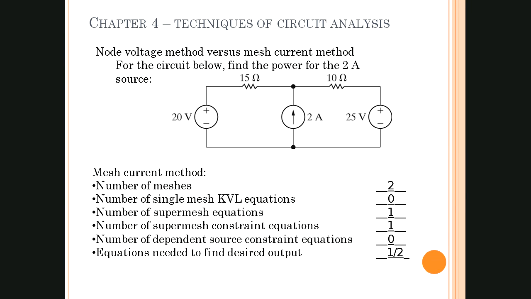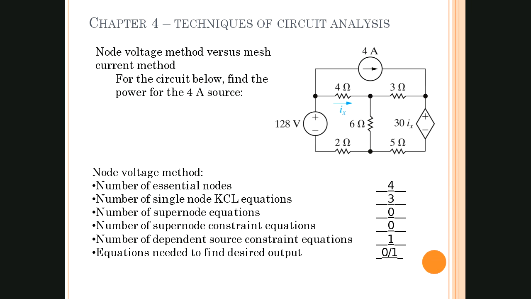Okay, now let's go to this slide. So for the node voltage method, we're going to look at another circuit and again do that basic accounting. Using the node voltage method, the number of essential nodes we have here is 4, and see if you can all count them. They're actually labeled for you in those big dots. Number of single node KCL equations. Remember that was n minus 1, so we have 4 essential nodes, so we should have 3 KCL equations that we need. Number of supernode equations is 0. Number of supernode constraints is 0 because we have no supernode equations.